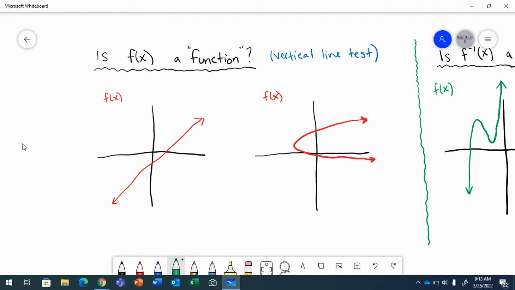Hi guys. So today we're going to take a look at how we determine if an inverse is actually a function. So, kind of defining this term, function. How do we tell if something is a function or not? We're really going to start out with an original f of x before we get to the inverse stuff, and try to remember back to Algebra 1. How do we determine if f of x is actually a function or not?